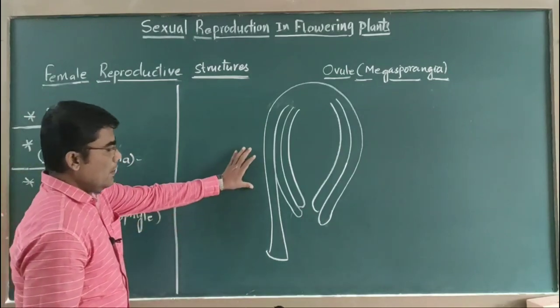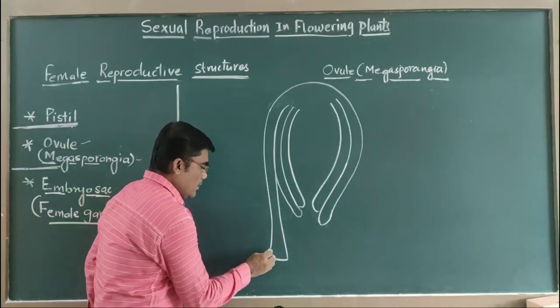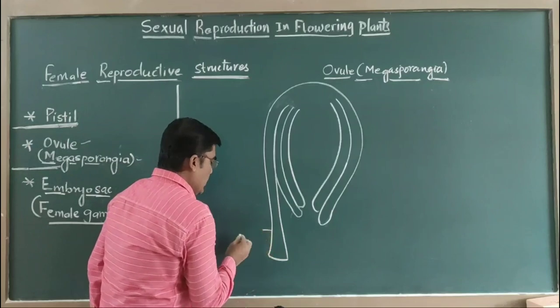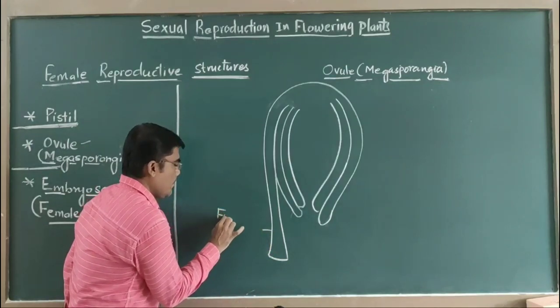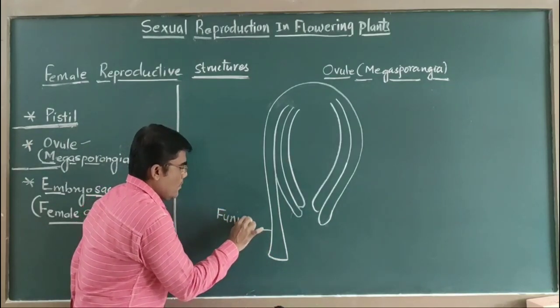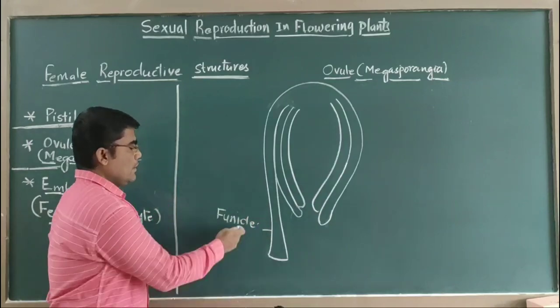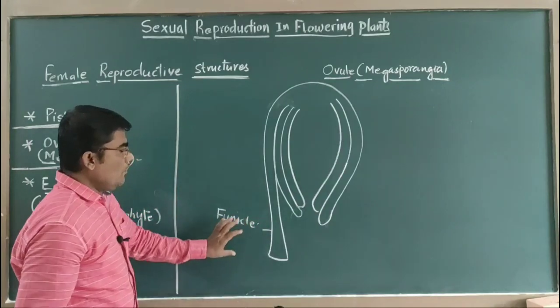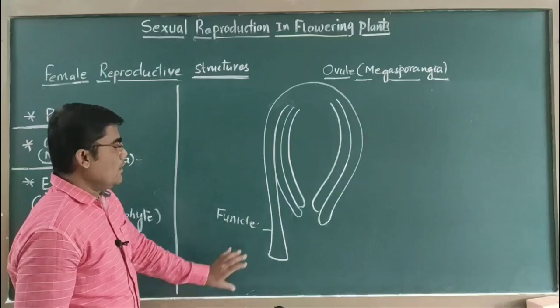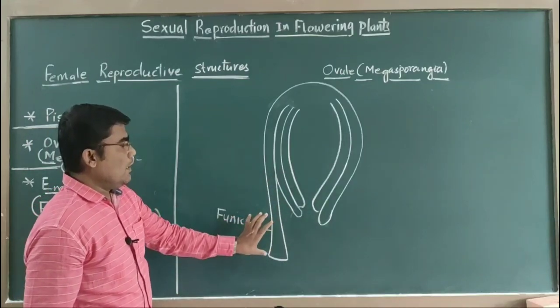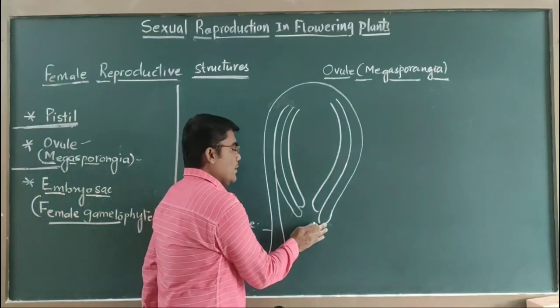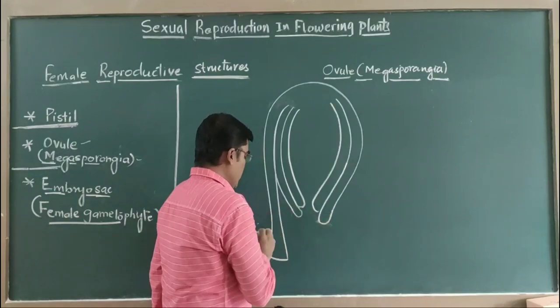Okay, now you observe this one. Here, this structure is funicle. The structure is said to be funicle. What is funicle? Stalk of the ovule is called funicle. Stalk of the ovule is said to be funicle.